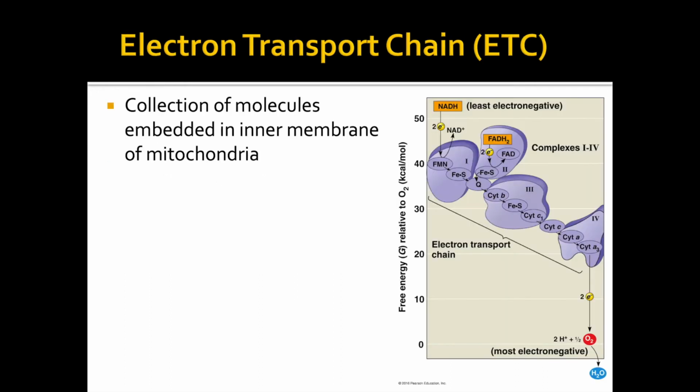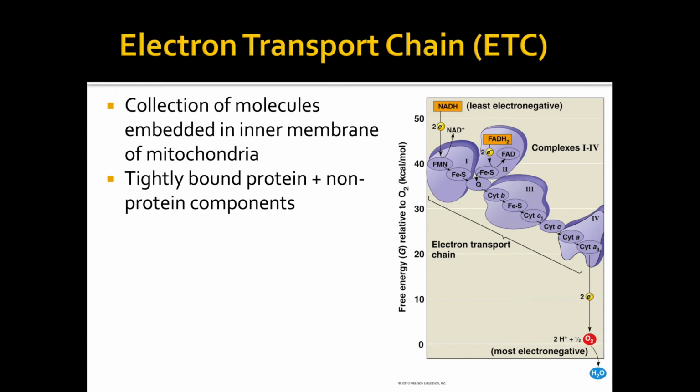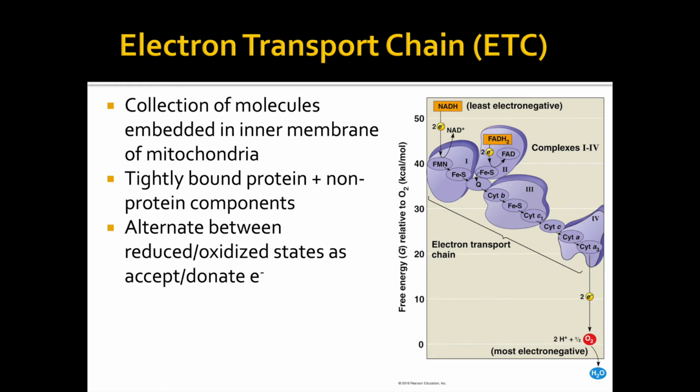The electron transport chain, as you can see on the right figure, contains a variety of molecules that are embedded in the inner membrane of the mitochondria. And the mitochondria inner membrane has a lot of those folds, or cristae, to be able to accommodate a lot of these molecules. These molecules are tightly bound protein and non-protein components. You can see that they're purple in the diagram to represent they are proteins.